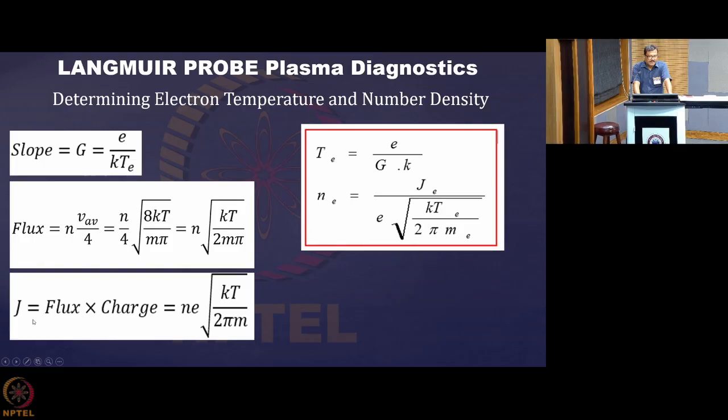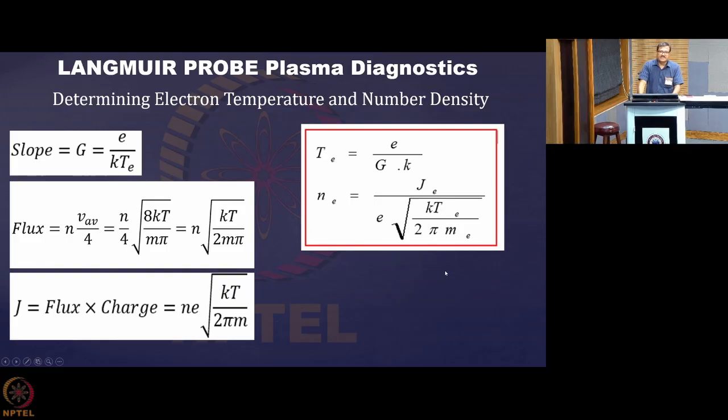Then what is the current when you multiply this flux with the charge? When you multiply this by the electronic charge, it becomes n e times the square root of kT by 2 pi m. What you are interested in is n. So you take this n and divide: j divided by e times the square root of kT by 2 pi m. So Ne you get as j by e times the square root of kT by 2 pi m.